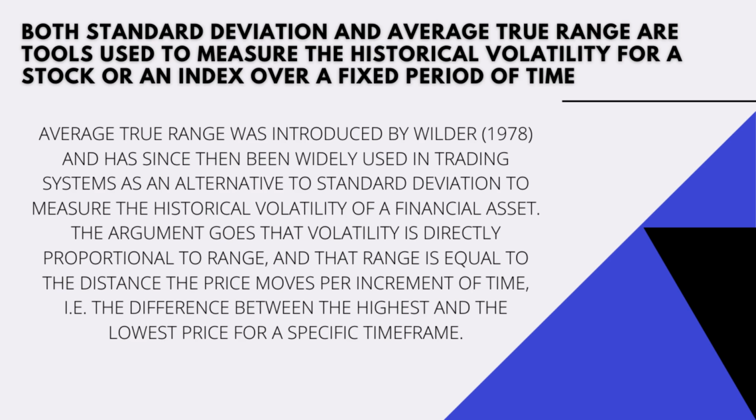Average true range was introduced by Wilder in 1978 and has since then been widely used in trading systems as an alternative to standard deviation to measure the historical volatility of a financial asset.